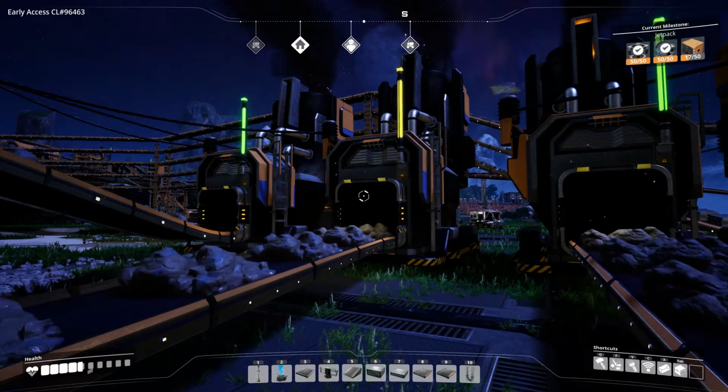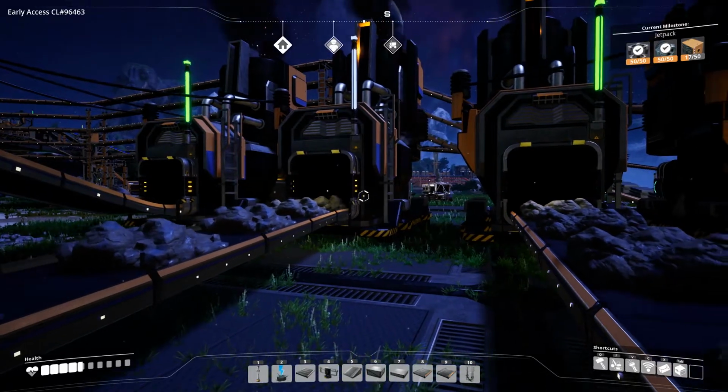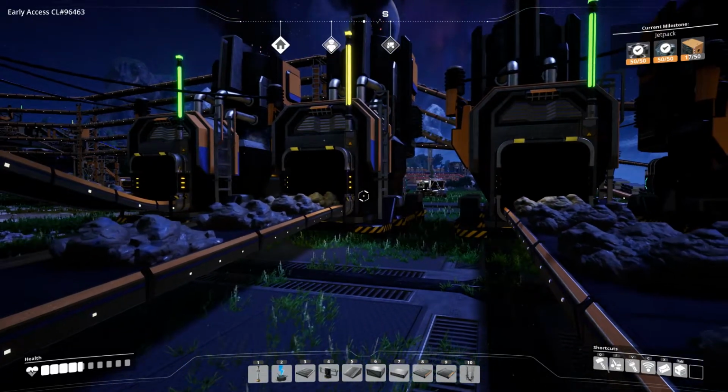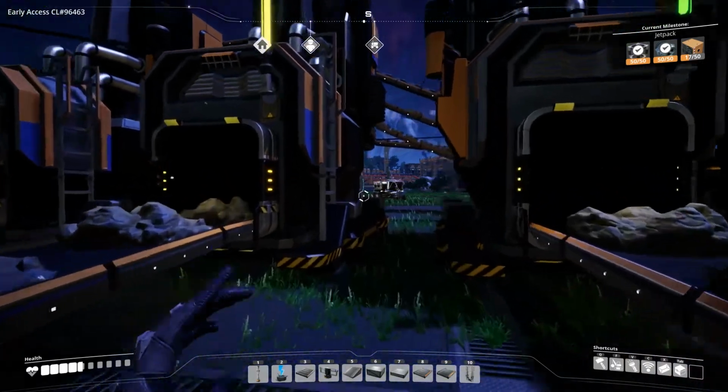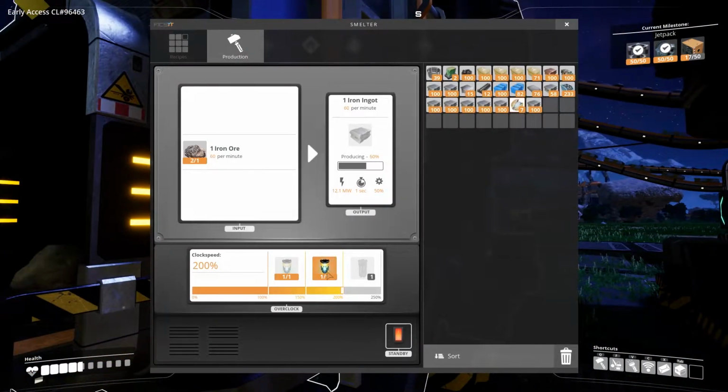This is going to be a bit of a tutorial on how the overclocking formulas are going to affect your factory, and how best you can use that to your knowledge. So if we go over to this smelter that I have overclocked, I have two power shards in it out of the three that it can hold.